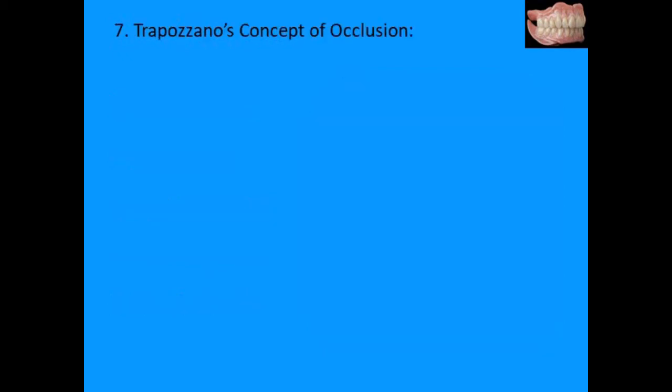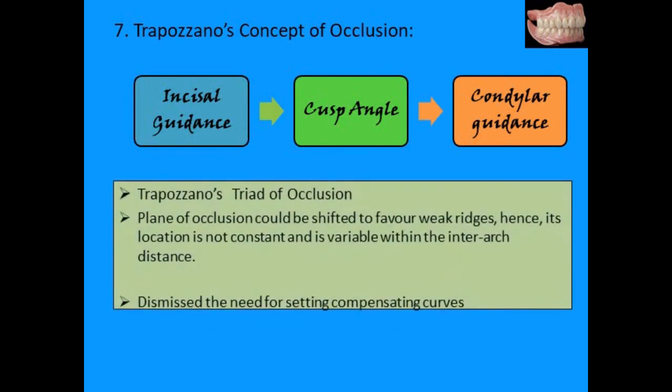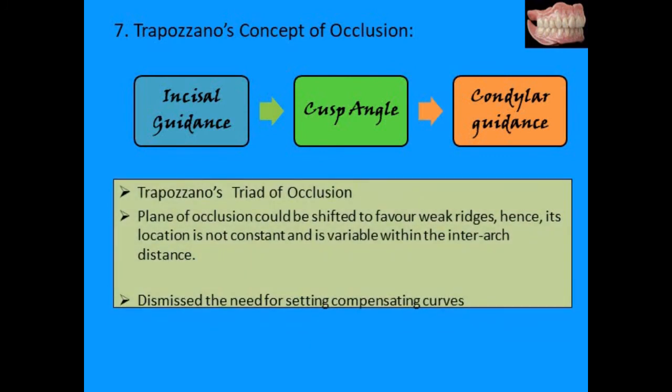Next is Trapozano's concept of occlusion. So Trapozano reviewed Hanau's 5 factors, or Hanau's quint, and suggested that only 3 factors were actually concerned in obtaining balanced occlusion, and these were the incisal guidance, the cusp angle, and the condylar guidance, and these 3 factors were called Trapozano's triad of occlusion.